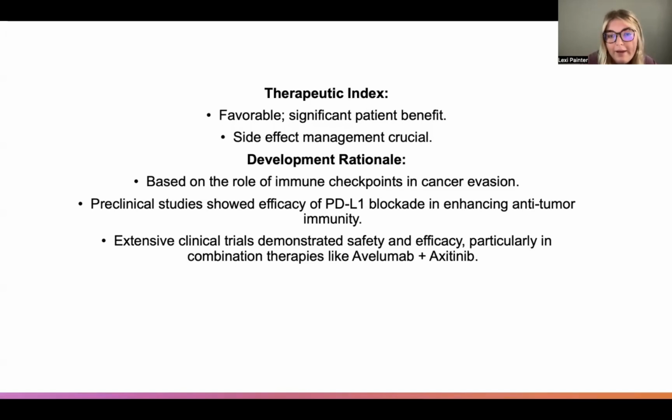The development of avelumab involved extensive clinical trials to evaluate its safety and efficacy. These trials have shown that avelumab, especially in combination with other drugs, can significantly improve outcomes of patients with advanced or metastatic RCC. Overall, avelumab represents a significant advancement in the treatment of kidney cancer, particularly for those with advanced disease, by leveraging the body's immune system to target cancer cells more effectively.